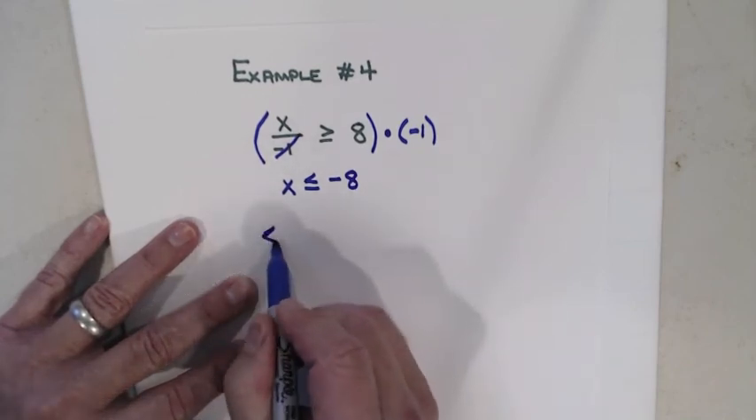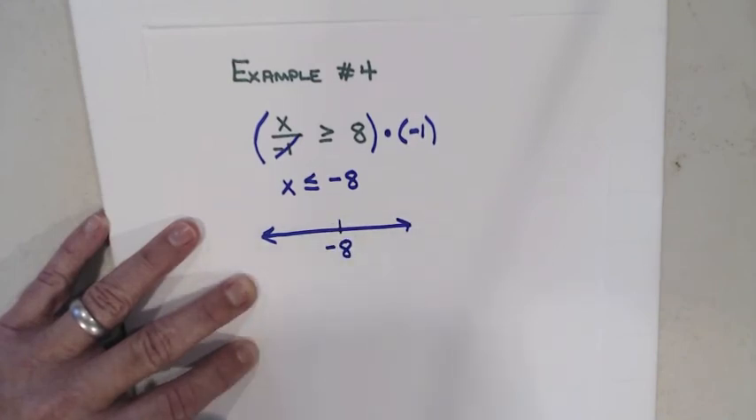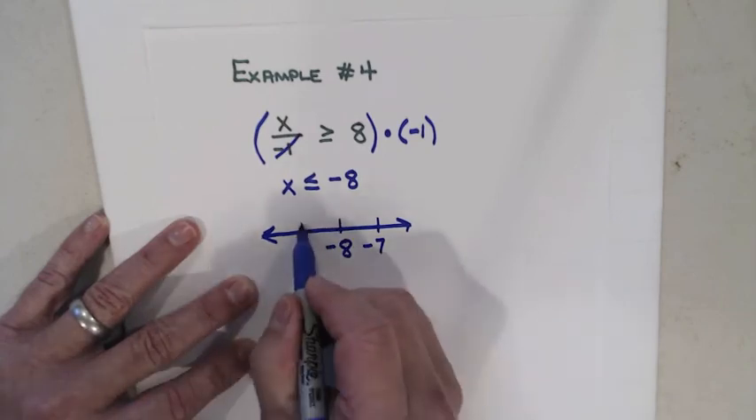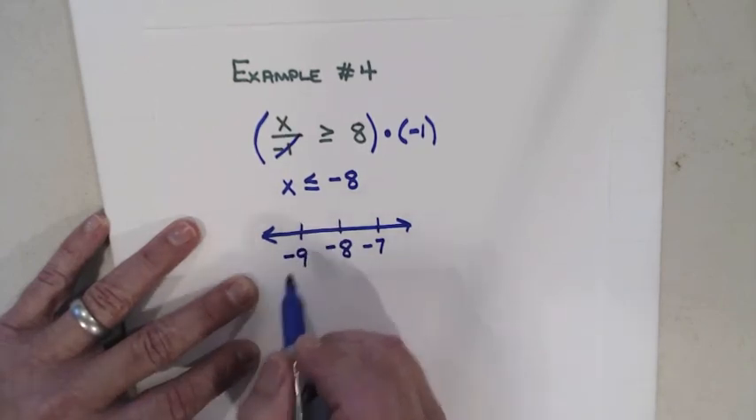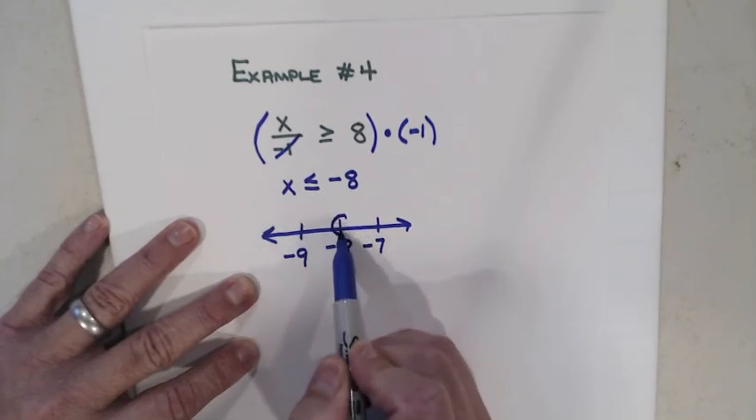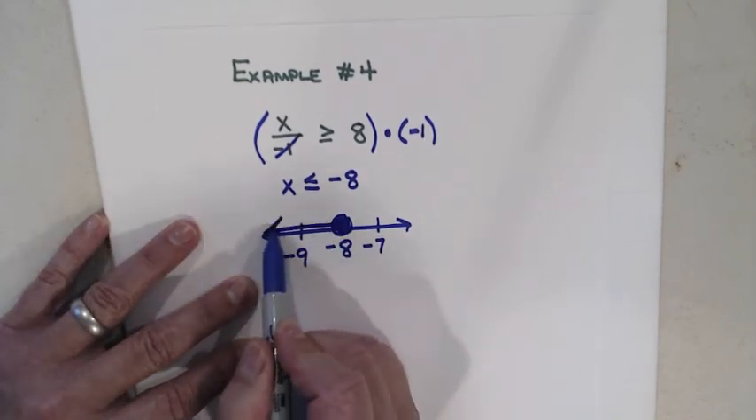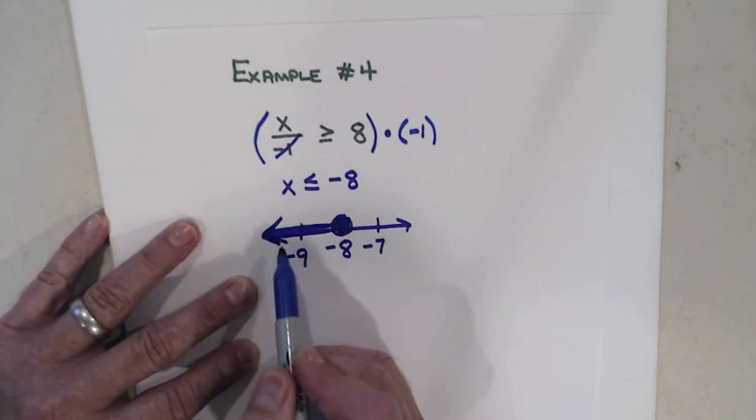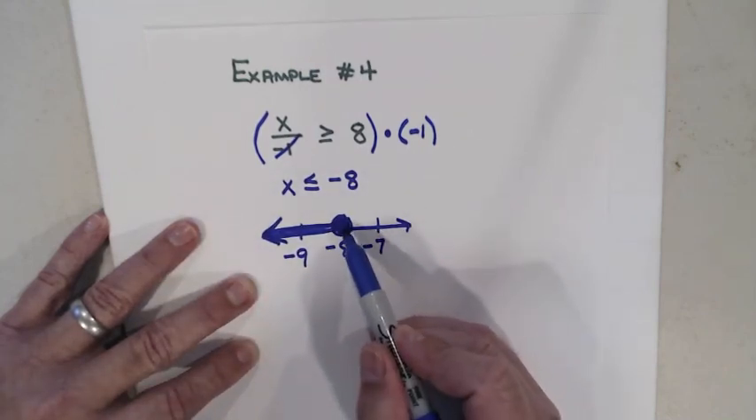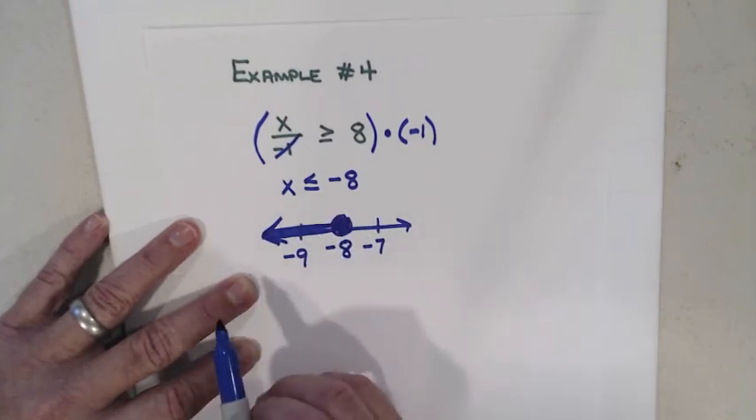These are graphed on a number line. This number goes in the middle. What's bigger than -8? -7. What's smaller than -8? -9. This symbol determines whether or not I put an open or closed circle. Closed circle. -8 is an answer. And I shade in this direction. That means all these numbers in this direction are also answers. -7 is not an answer. -8 is an answer. -9 is an answer. Everything less than or equal to -8 is an answer.